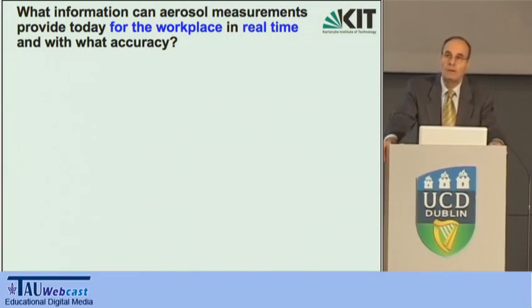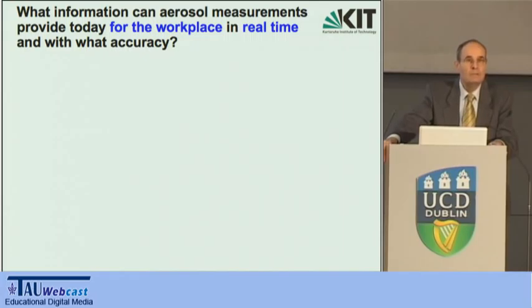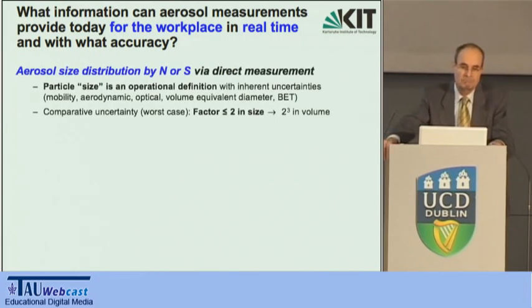That was my choice. Of course, there are techniques which are based on sampling the particles and then going to an electron microscope or doing some kind of chemical analysis to look at the speciation of the materials. But I'm going to leave that out because we live in an area where we'd like to know things as quickly as possible, which means right away. Aerosol measurements can provide size distribution information by number or surface area by direct measurement. In other words, you have devices which will give you this information sort of as the direct information.